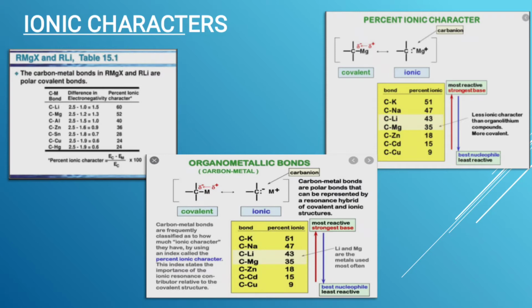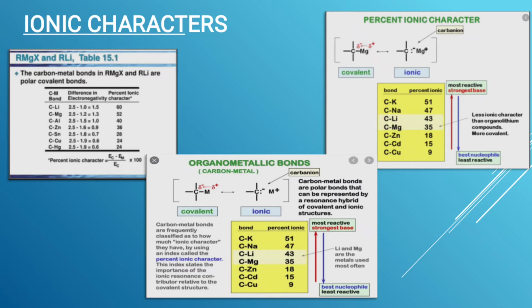There are some examples of carbon-metal bonds. The C-K bond is 51 percent ionic. The C-Na bond is 47 percent. The C-Li bond is 43 percent. C-Mg is 35 percent. The C-Zn bond is 18 percent. C-Cd is 15 percent. The C-Cu bond is 9 percent.